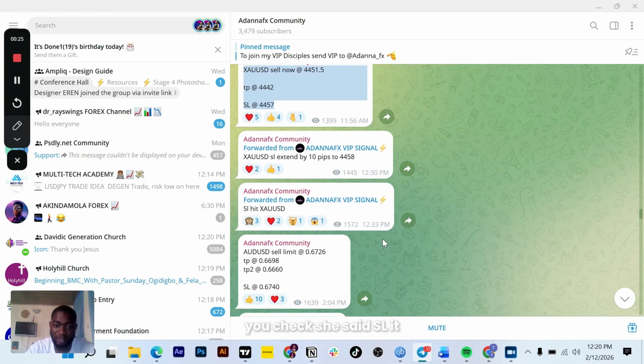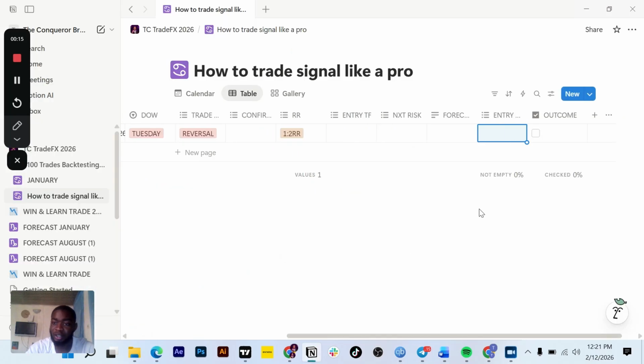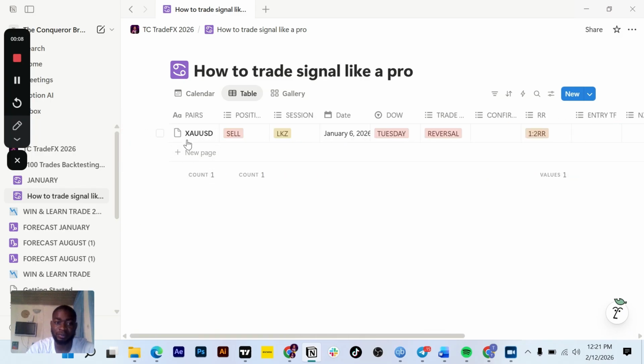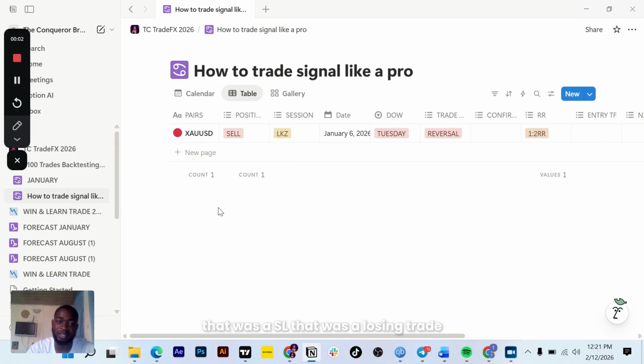But anything that is okay, then the outcome of the trade, you go back to the Telegram channel and check. She said SL it, which means that trade was an SL. There was no profit. So you come back here, you will not tick this particular mark, just leave it like that. Then you go to your next trade. Since it was SL, you can change the icon here to a red ball, so that you know that was a losing trade.